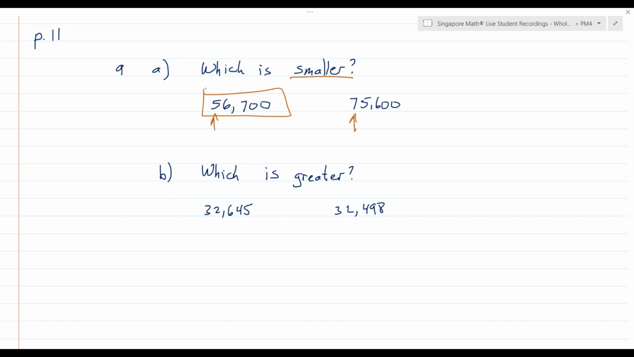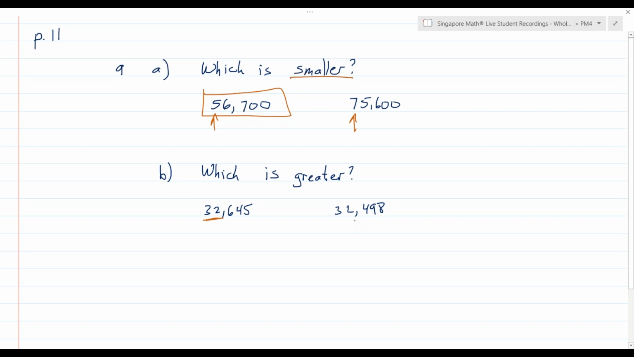And notice, by the way, that both of these numbers have a 5, a 6, a 7, and 2 zeros. But if you start with 5 10,000s, you're definitely going to be smaller than any number that starts with 7 10,000s. The next question is which one is greater?